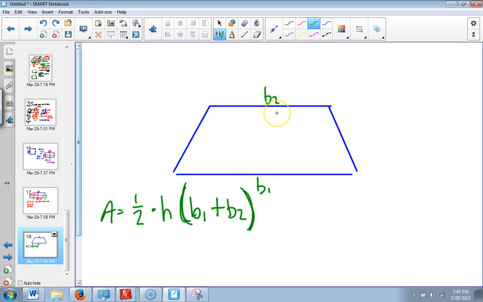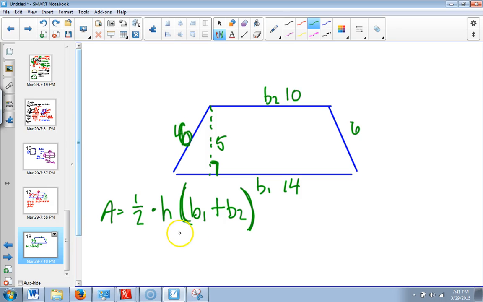So the height in this case is where you would expect it, at a 90-degree angle. Height's always at a 90-degree angle. And let's say the height in this case is 5. We'll say base 2 is 10, base 1 is 14. And the two sides we'll say are equal in this particular case, and they're both 6.